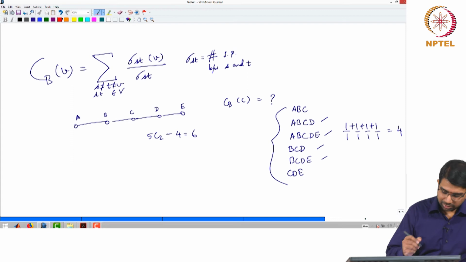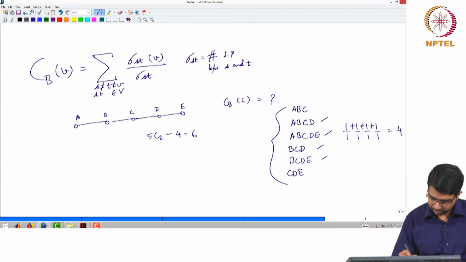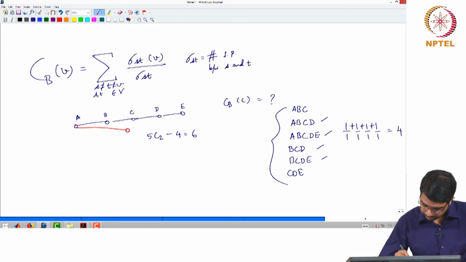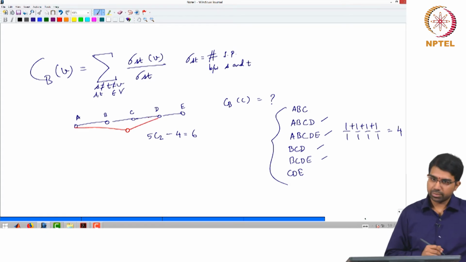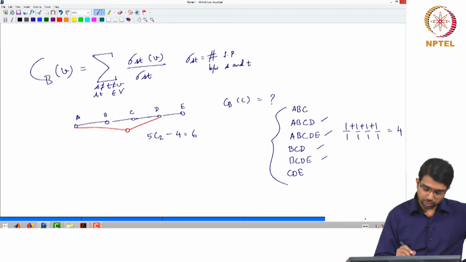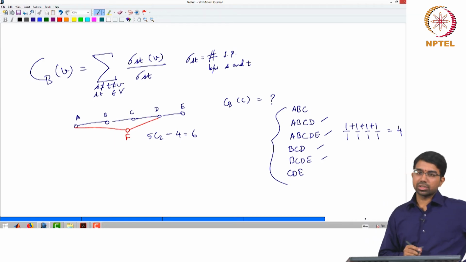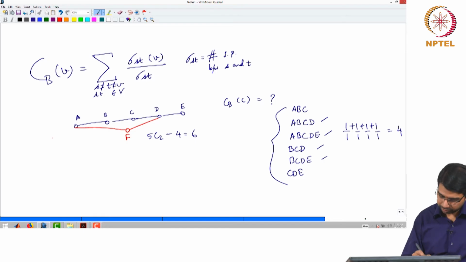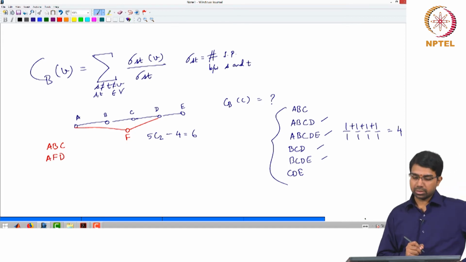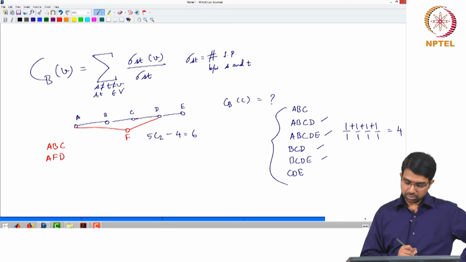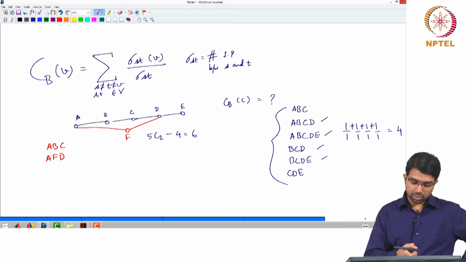Let us make it a little harder or somewhat more interesting. We now have a new node F. Now, what are the shortest paths? ABC is the shortest path, ABCD is no longer a shortest path, it becomes AFD. Sir, we are doing it for C, right? Yes. So, everything divided by everything. No, right.